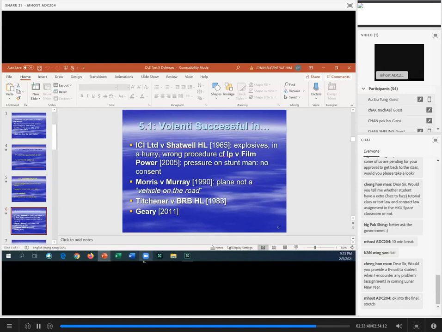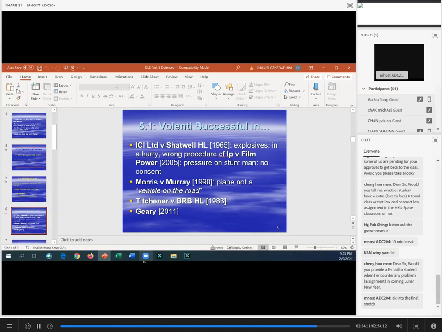Power. So it's good to have two cases with opposite conclusions. So in Shatwell, volenti succeeded, the plaintiff got no compensation. But in Ip and Film Power, volenti did not succeed, and so the plaintiff did get compensation.